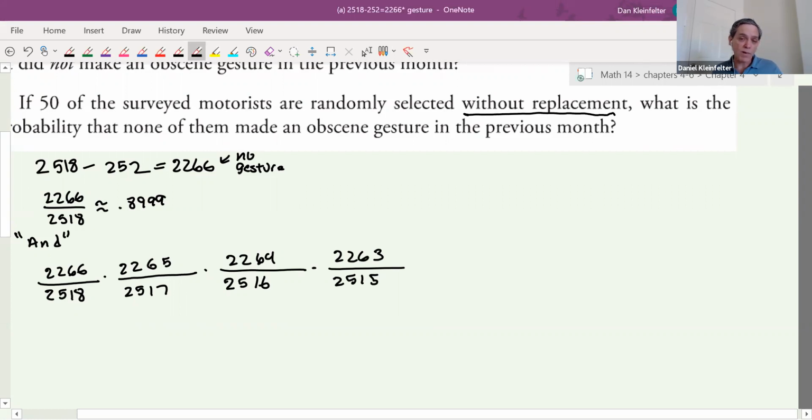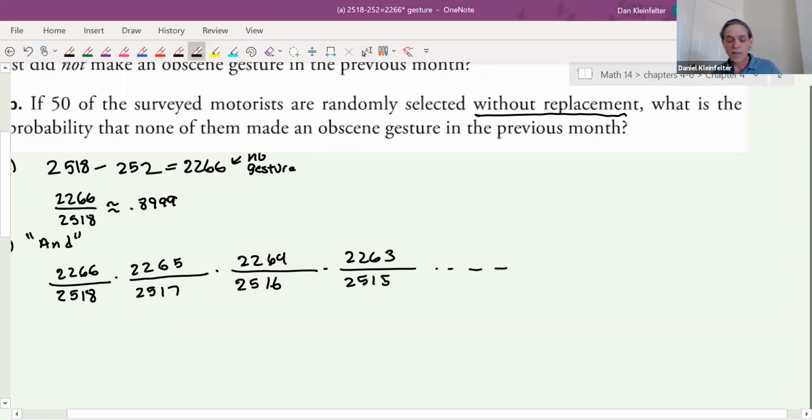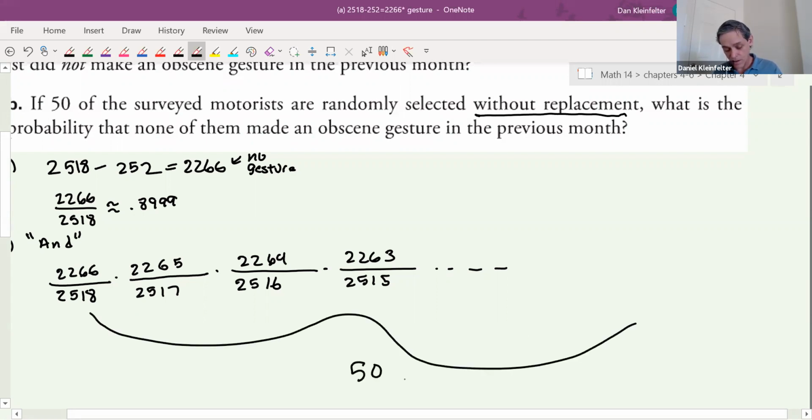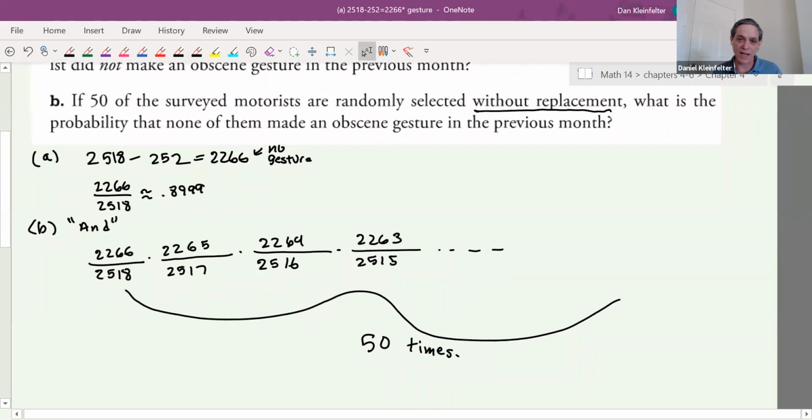So this is the way that we would have to treat it because they're not independent, they're dependent. We have to multiply the probabilities, and we're having to adjust the size of the population and how many non-gesture making people there are. So we would have to do this 50 times. There'd have to be 50 of those fractions, and then we'd have to multiply all 50 of those fractions together. And so that's what we mean by cumbersome, okay? Nobody wants to see any of us do that, right?